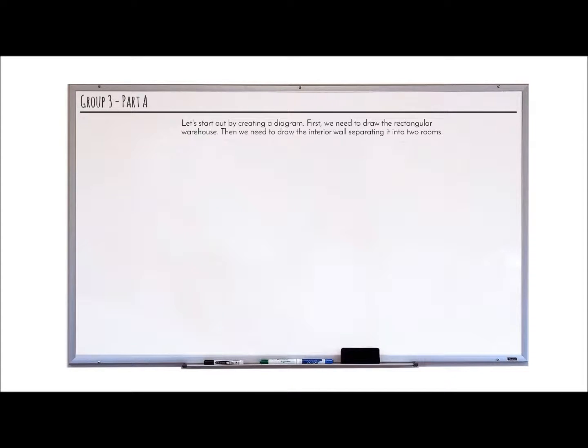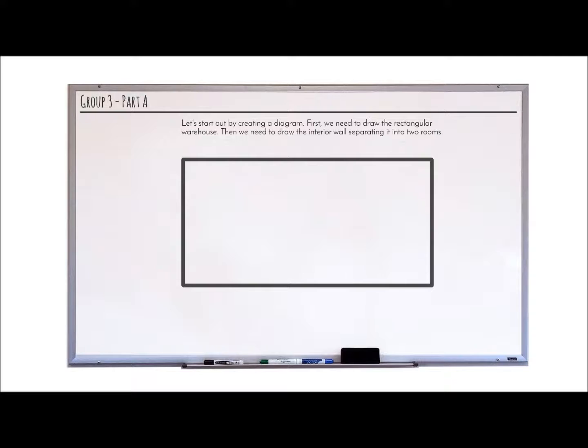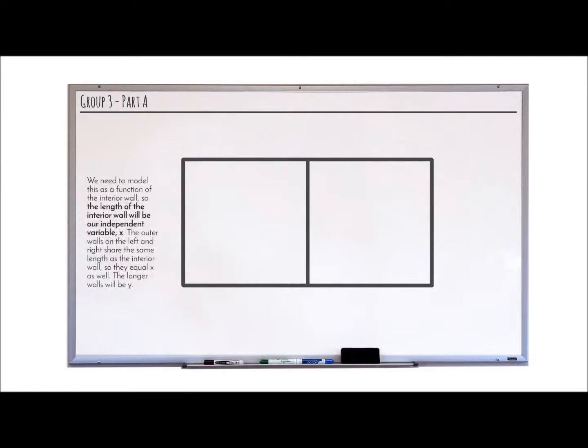Let's start out by creating a diagram. First, we need to draw the rectangular warehouse. Then we need to draw the interior wall, separating it into two rooms. We need to model this as a function of the interior wall, so the length of the interior wall will be the independent variable x. The outer walls on the left and right share the same length as the interior wall, so they will equal x as well. The longer walls will be y.